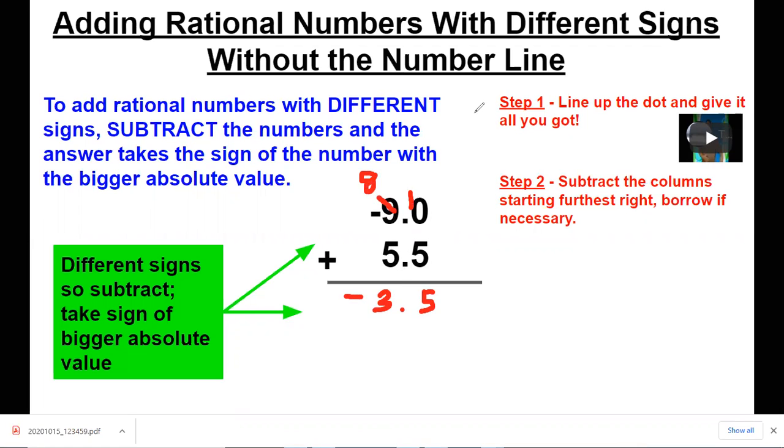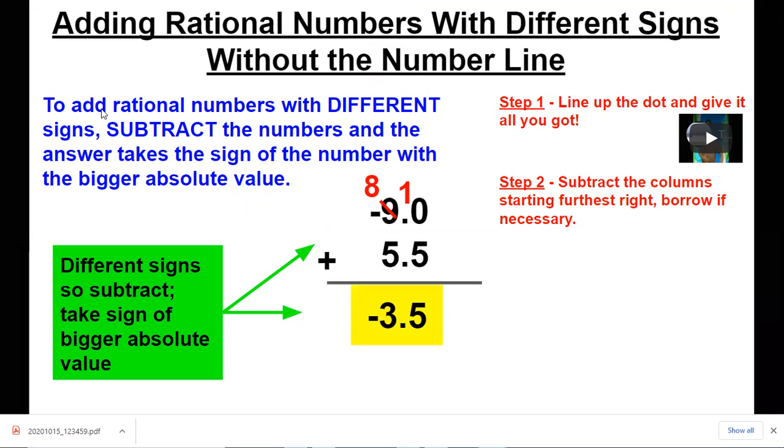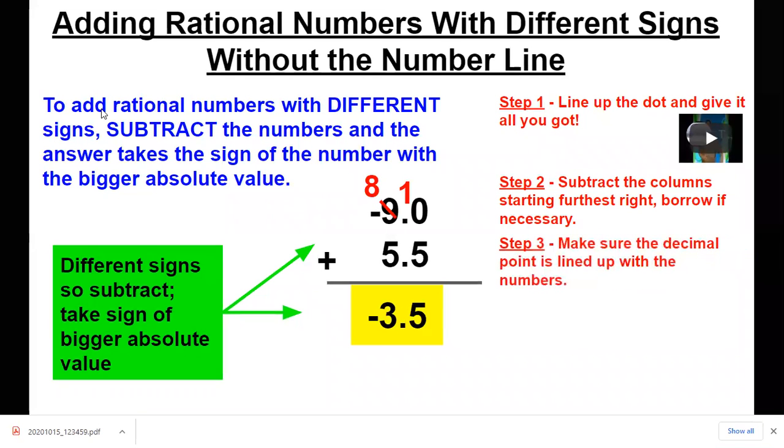Now we'll let the computer do it. Cross off the 9, make it an 8. Borrow the 1, bring it over there and make that a 10. So the answer is negative 3.5. Double check our sign, but I think we're right. Make sure the decimal point is lined up with the other numbers, and it is. Check that we have the right sign. We do. So negative 3.5.